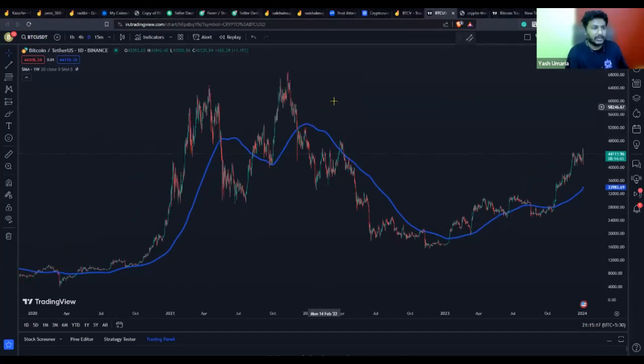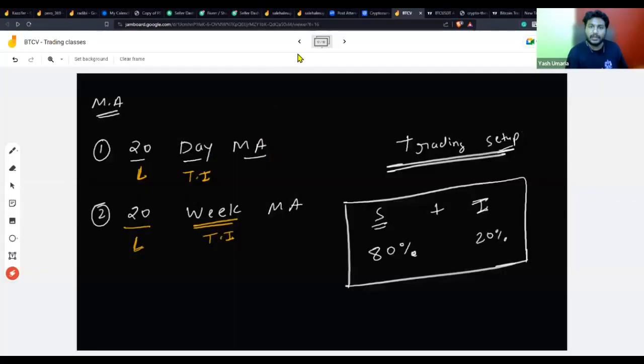So that's my part on this topic, the 20-day moving average and the 20-week moving average. Let me revise again what we have discussed till now. The 20-day moving average and the 20-week moving average are both indicators. Indicators are not a strategy, or a setup basically. They are part of the setup. In a trading setup, we have two different things: strategy and indicator. We are talking about the indicator right now. So indicators are not a strategy and they are not a setup.